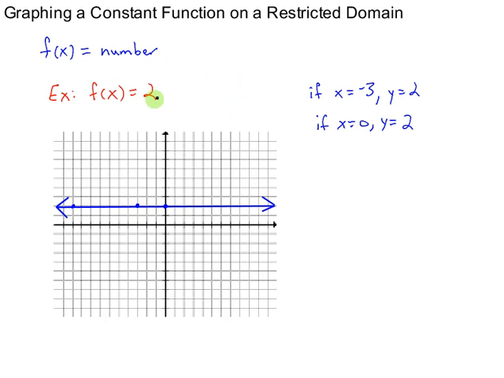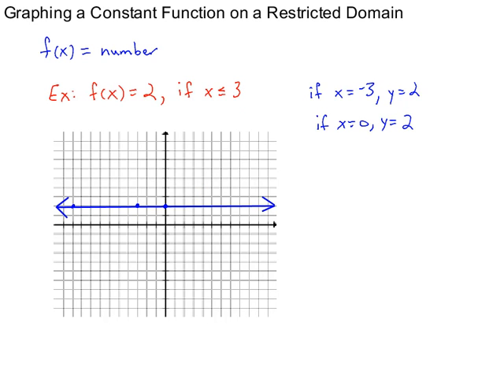Okay? Now let's consider what would happen if we went back and we modified the original function to be f of x equals 2 if x is less than or equal to 3. Alright? If x is bigger than 3, we can't use this definition, so this function is not going to have any output if x is bigger than 3.